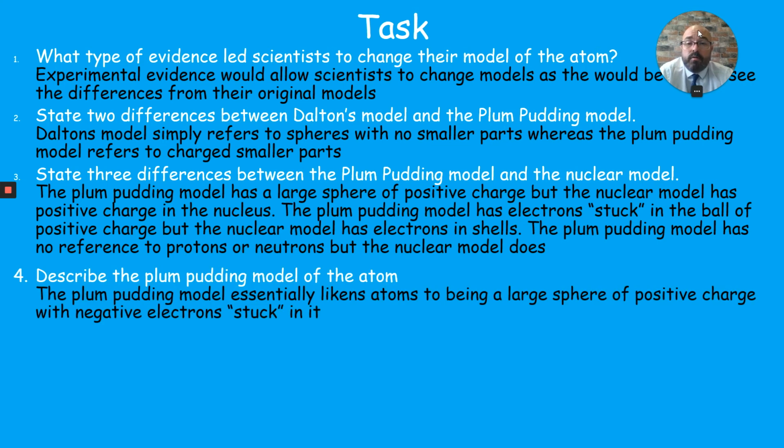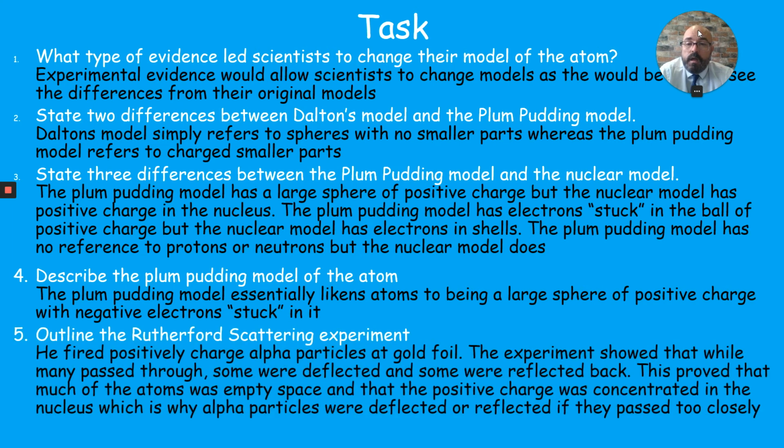Again, number 4, we've covered this several times: the plum pudding model with the large sphere of positive charge with negative electrons stuck into it like pieces of plum in a plum pudding, or pieces of blueberry in a blueberry muffin. And finally, the Rutherford scattering experiment. Now, as I've said, it was Rutherford who was in charge of this, and he set Geiger and Marsden the task of finding out this.